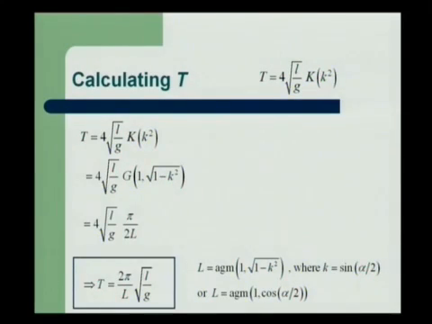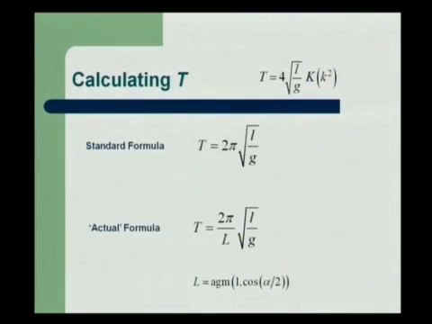So, using the formula for t found earlier, we can find that the time period of the pendulum is equal to 2 pi divided by the arithmetic geometric mean of 1 and the square root of 1 minus k squared, multiplied by the square root of L over g. And note that an equivalent form for the arithmetic geometric mean of 1 and the square root of 1 minus k squared is simply the arithmetic geometric mean of 1 and the cosine of alpha over 2.